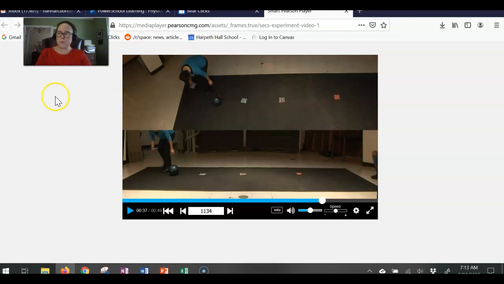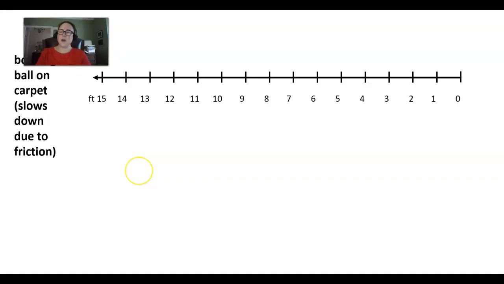Let's make a motion map for this scenario. Okay, so I have set up my axis and put a scale on it to show the motion map of the bowling ball on a piece of carpet. At time 0, the bowling ball is at position 0. So the first position dot goes where it started, at position 0 feet. After the first second, it has moved fairly far, about 4 feet.